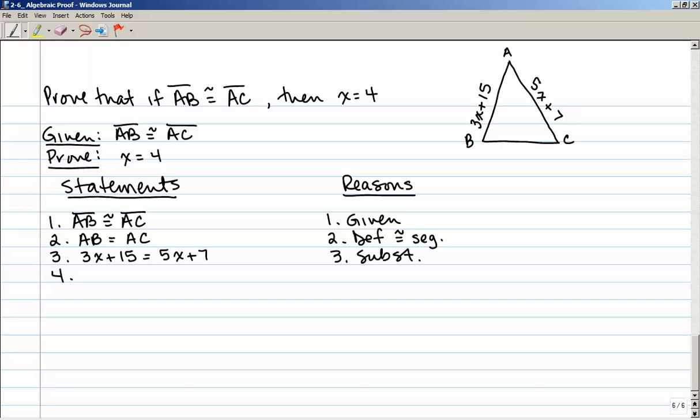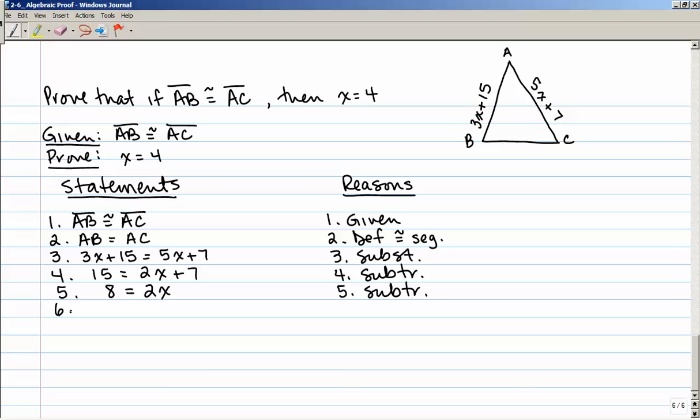The first thing I think I will do is to subtract 3x from both sides. So that's going to leave me with 15 equals 2x plus 7. So I subtracted 3x from both sides, so that's the subtraction property. Notice my abbreviations for reasons 3 and 4. Don't just use SUB, because I won't know if you mean substitution or subtraction. Statement number 5. I'm going to continue solving this equation, so I'm going to subtract 7 from each side, and that leaves me with 8 equals 2x. And again, that's the subtraction property.